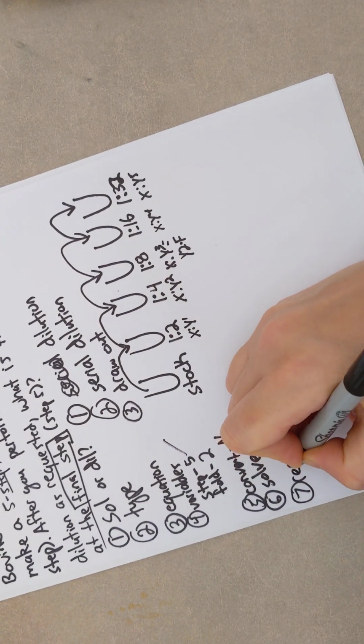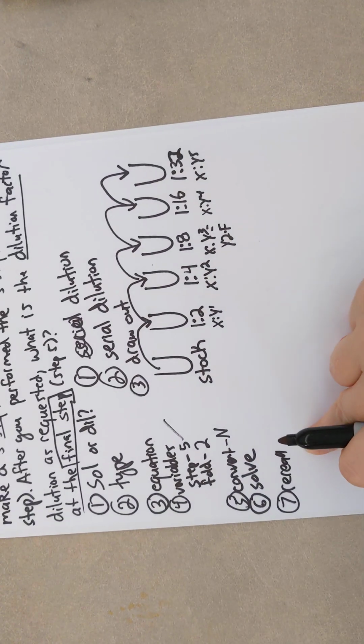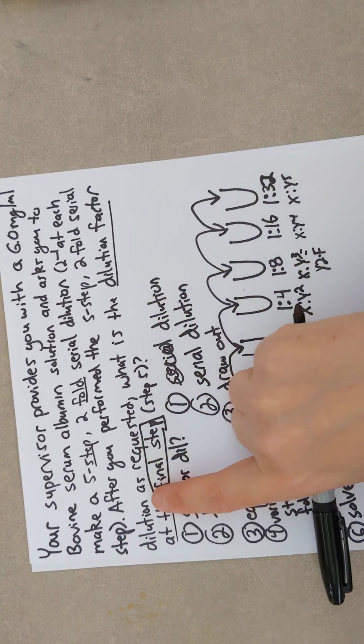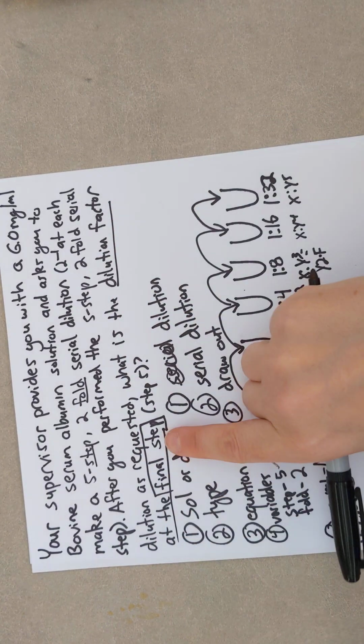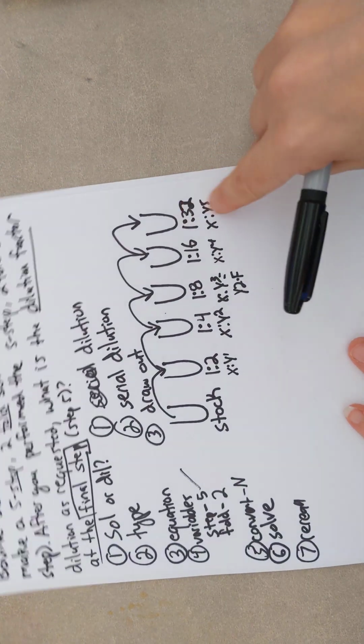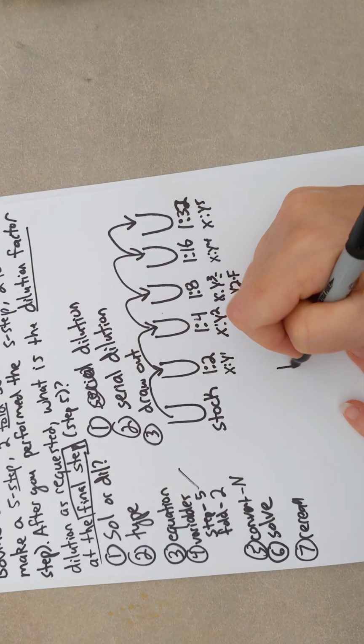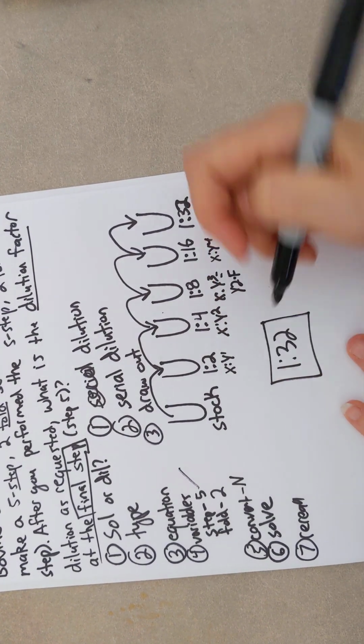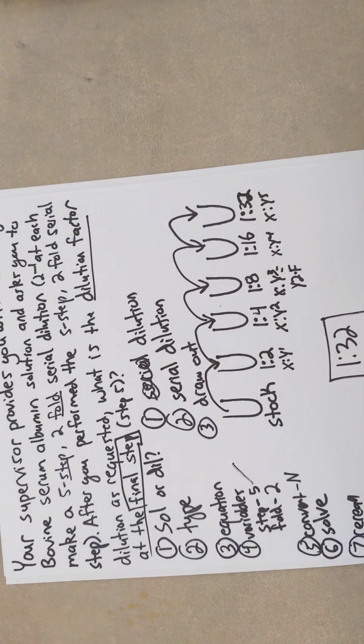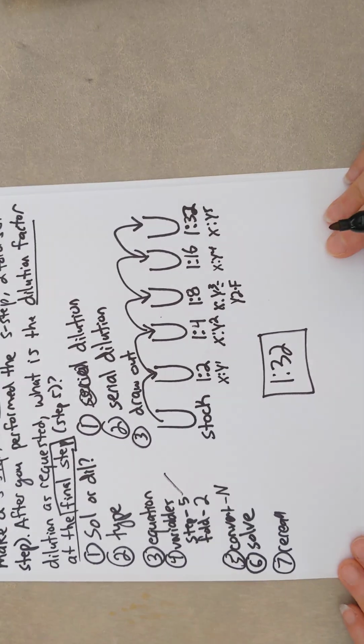Now step 7, we're going to reread the problem for what they want. We can see that they've asked, what is the dilution factor at the final step, step 5? Well, this is step 5. 1 in 32 is the dilution factor. That is the answer.